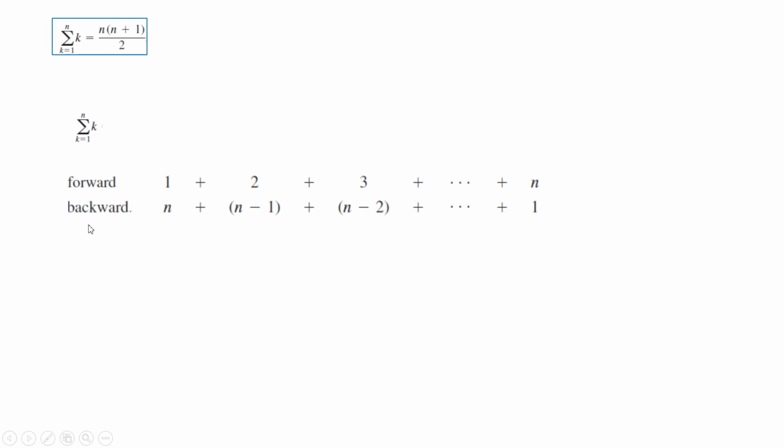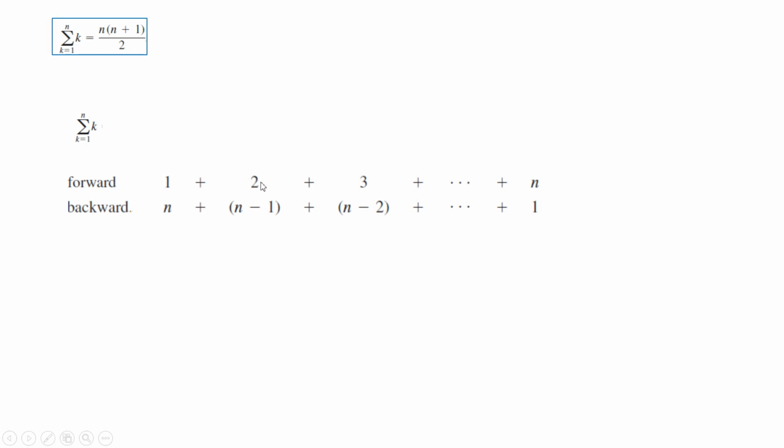And this is the backward order, that is, the highest term is written as the first term, and then the second highest, and so on, n minus 1 and n minus 2. This is the decreasing order and this is the increasing order. This is the forward expression, this is the backward expression. Now you can observe that the sum of the first term of the forward expression and the first term of the backward expression is n plus 1.